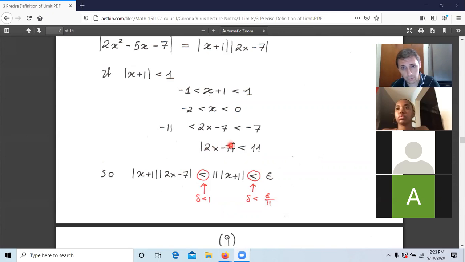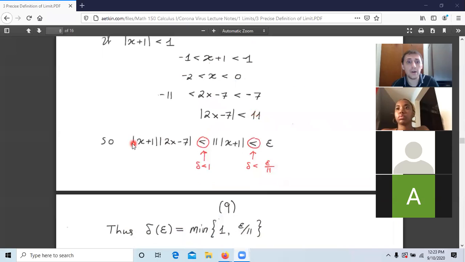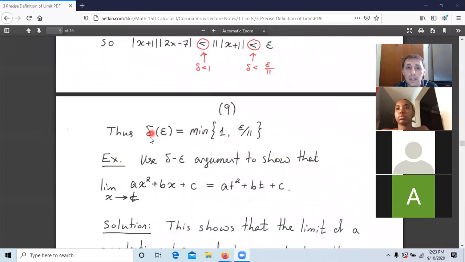So the absolute value of 2x minus 7 is less than 11. And so now I have the absolute value of x plus 1 times 2x minus 7 is less than, if delta is smaller than 1, I can replace this by 11, so 11 times |x plus 1|. And that will be less than epsilon if delta is also smaller than epsilon over 11. Right? If |x plus 1| is smaller than epsilon over 11, then this inequality is true. So then my delta of epsilon will be the minimum between 1 and epsilon over 11.